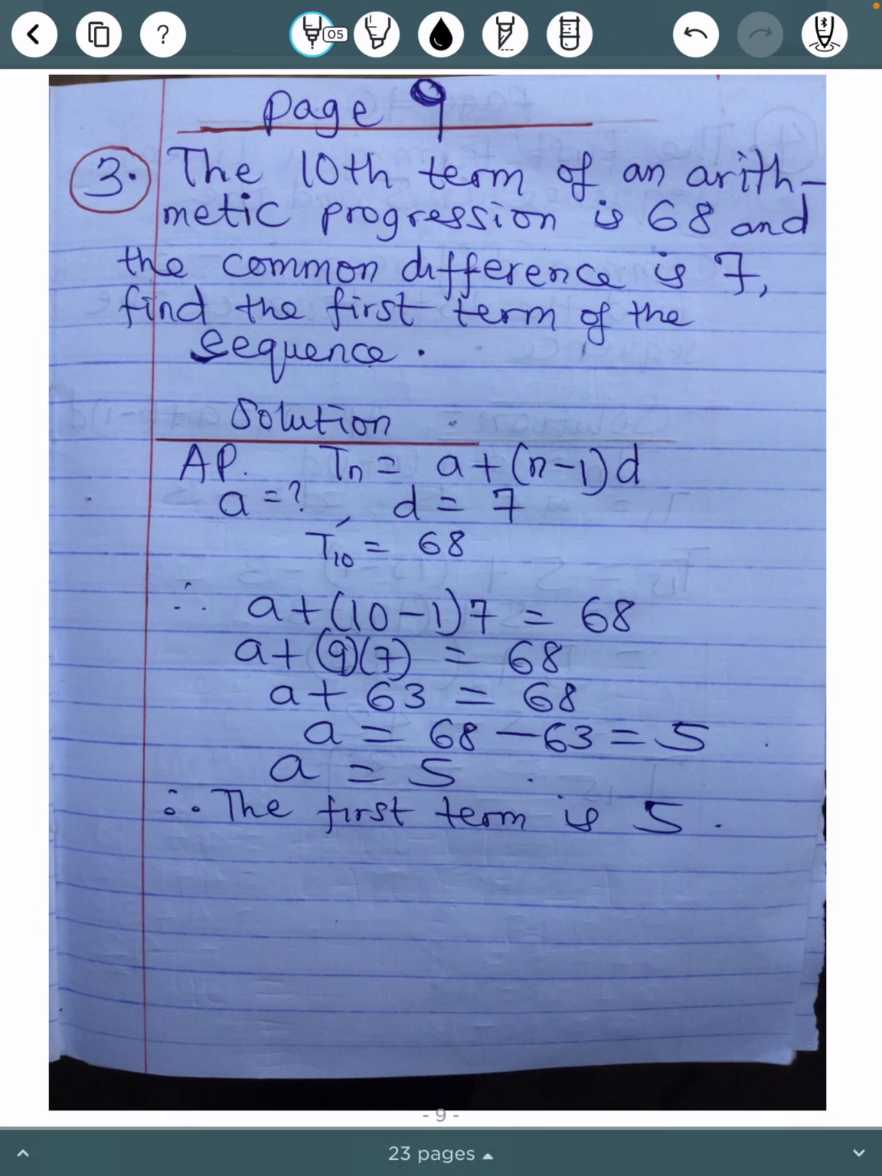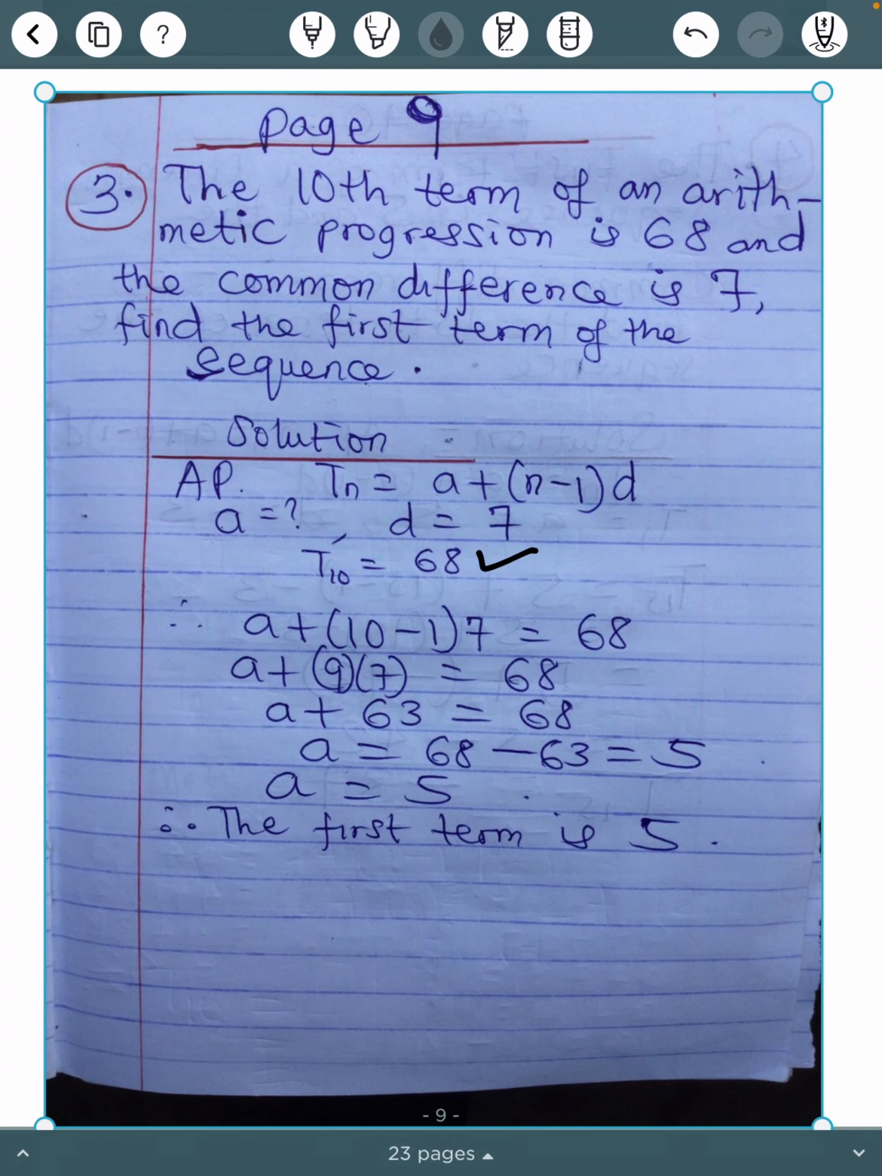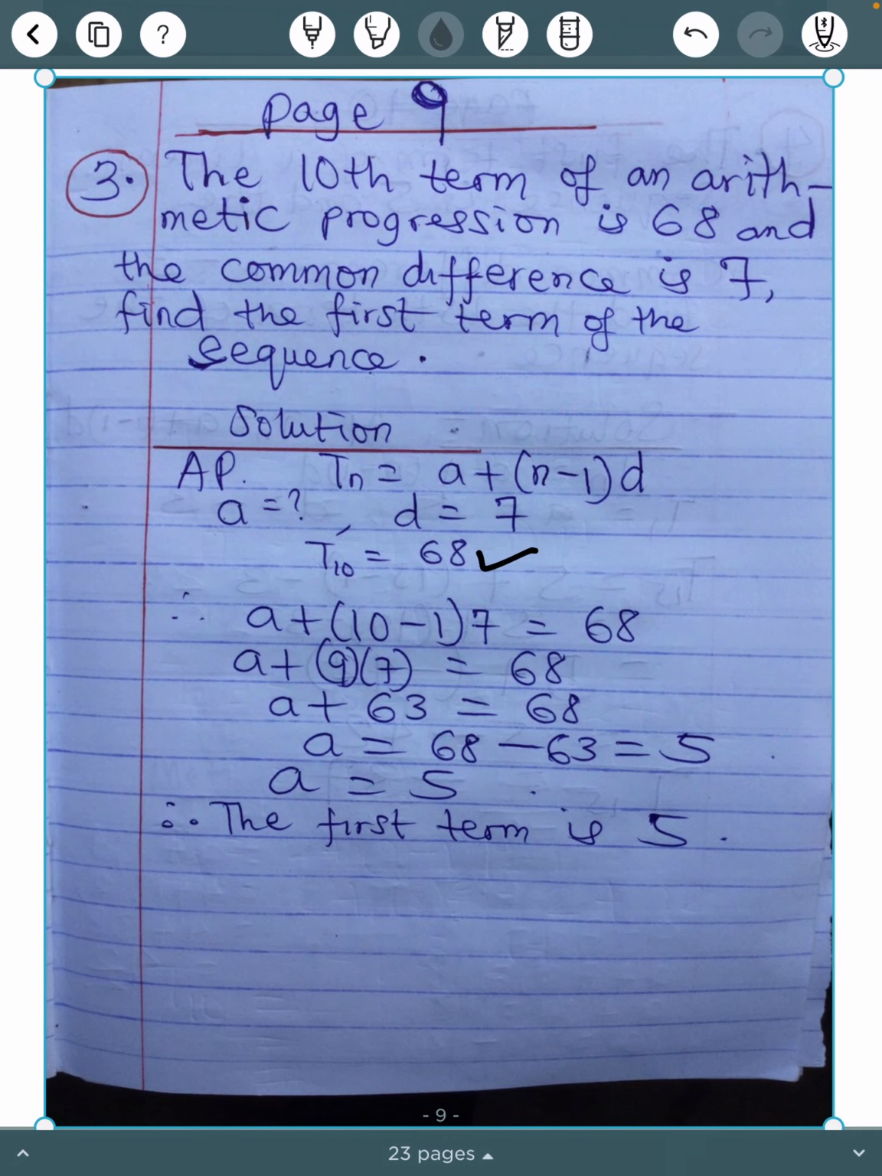Look at question 3. Question 3 says the 10th term of an arithmetic progression is 68. 10th term is what? T10, 68 here. And in arithmetic progression, Tn is equal to a plus n minus 1 d. Let me do this carefully. Tn is a plus n minus 1 d.